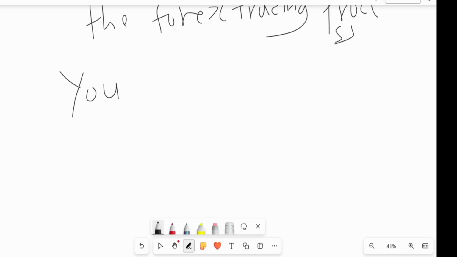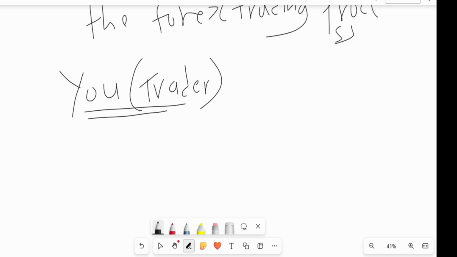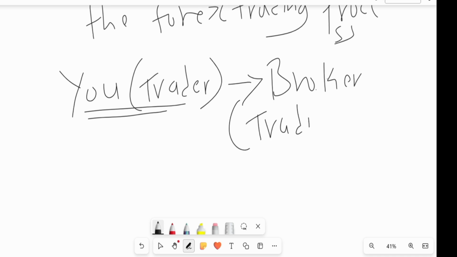You, the trader, are in this category, number 1. Then there is the broker. This is where you open your trading account.